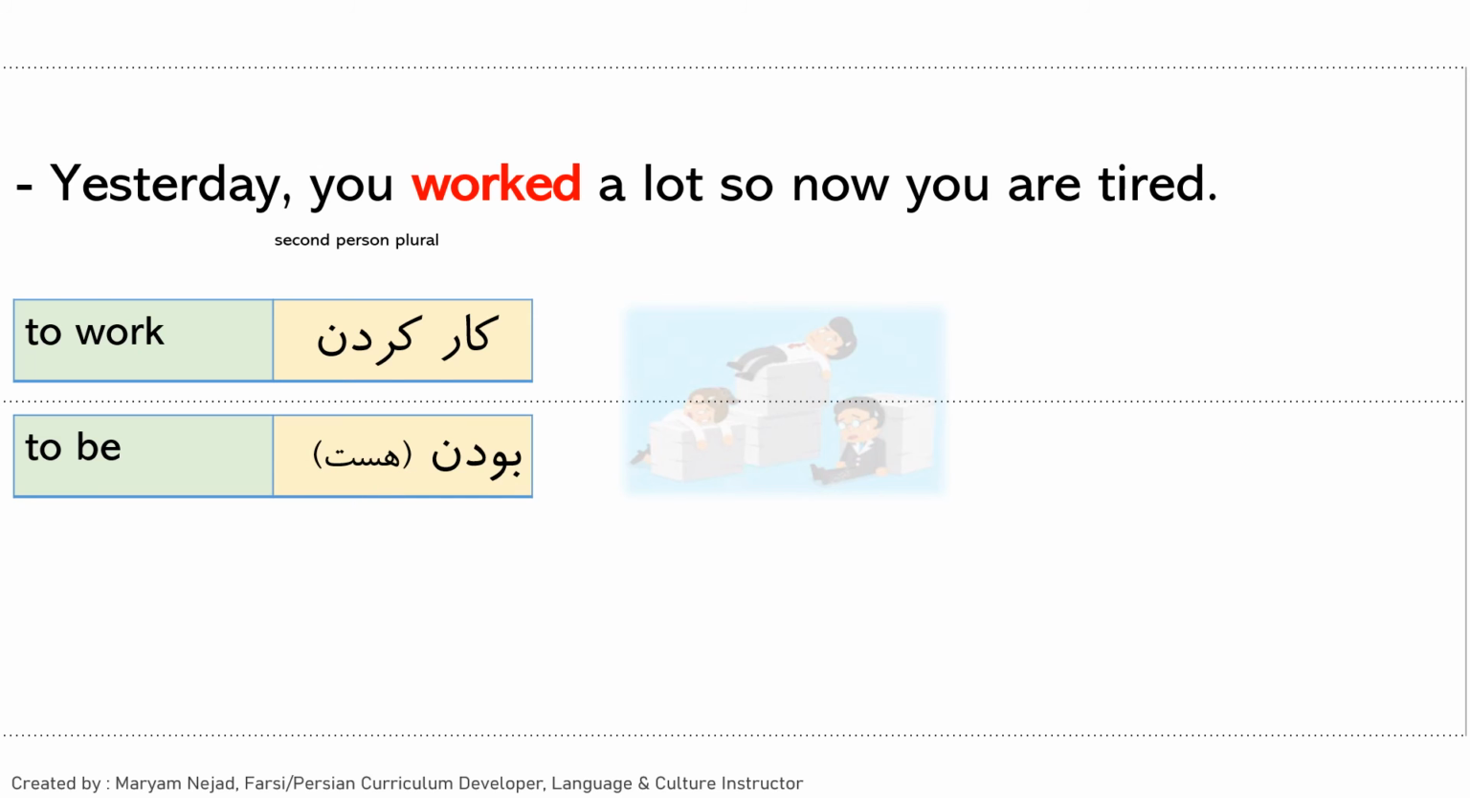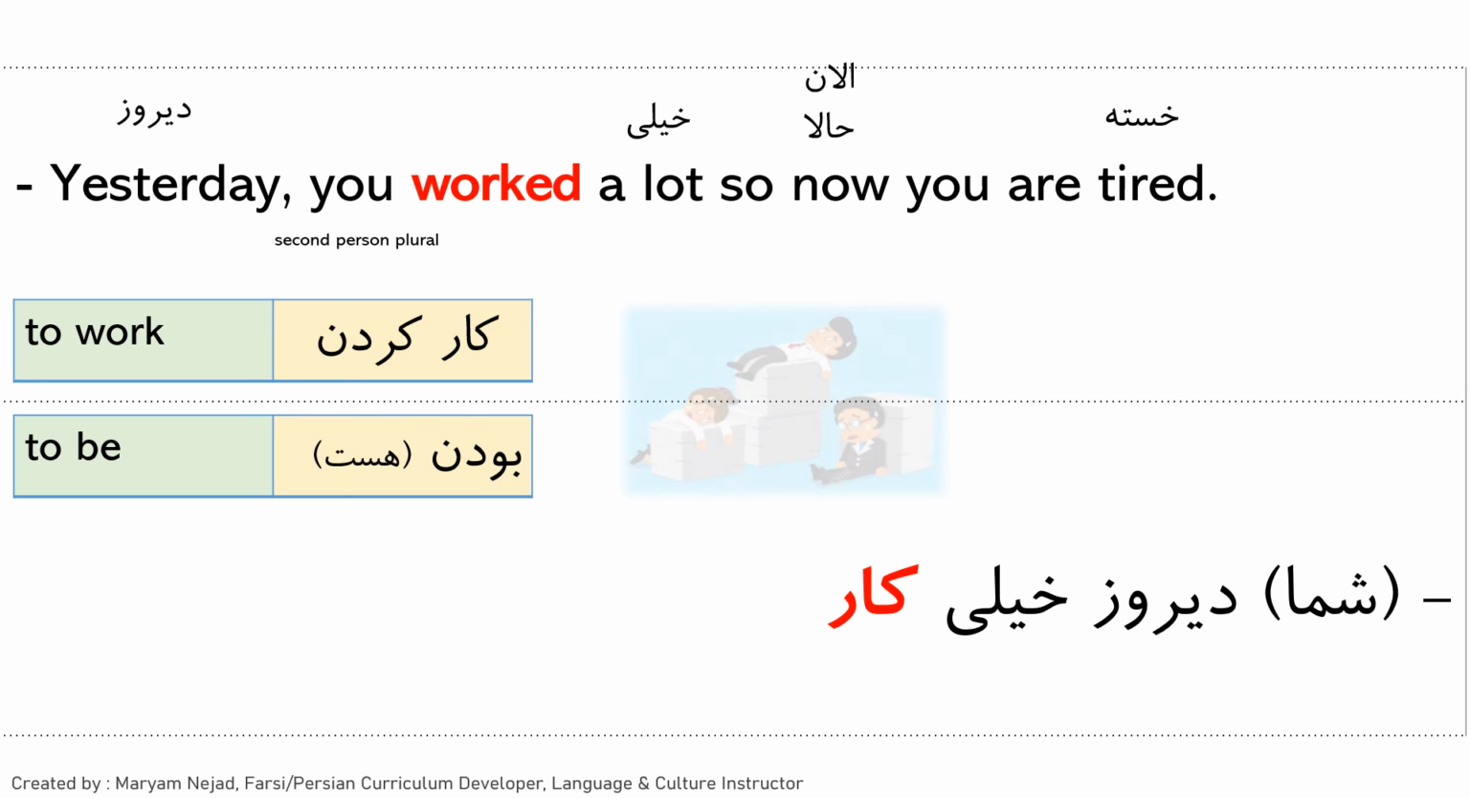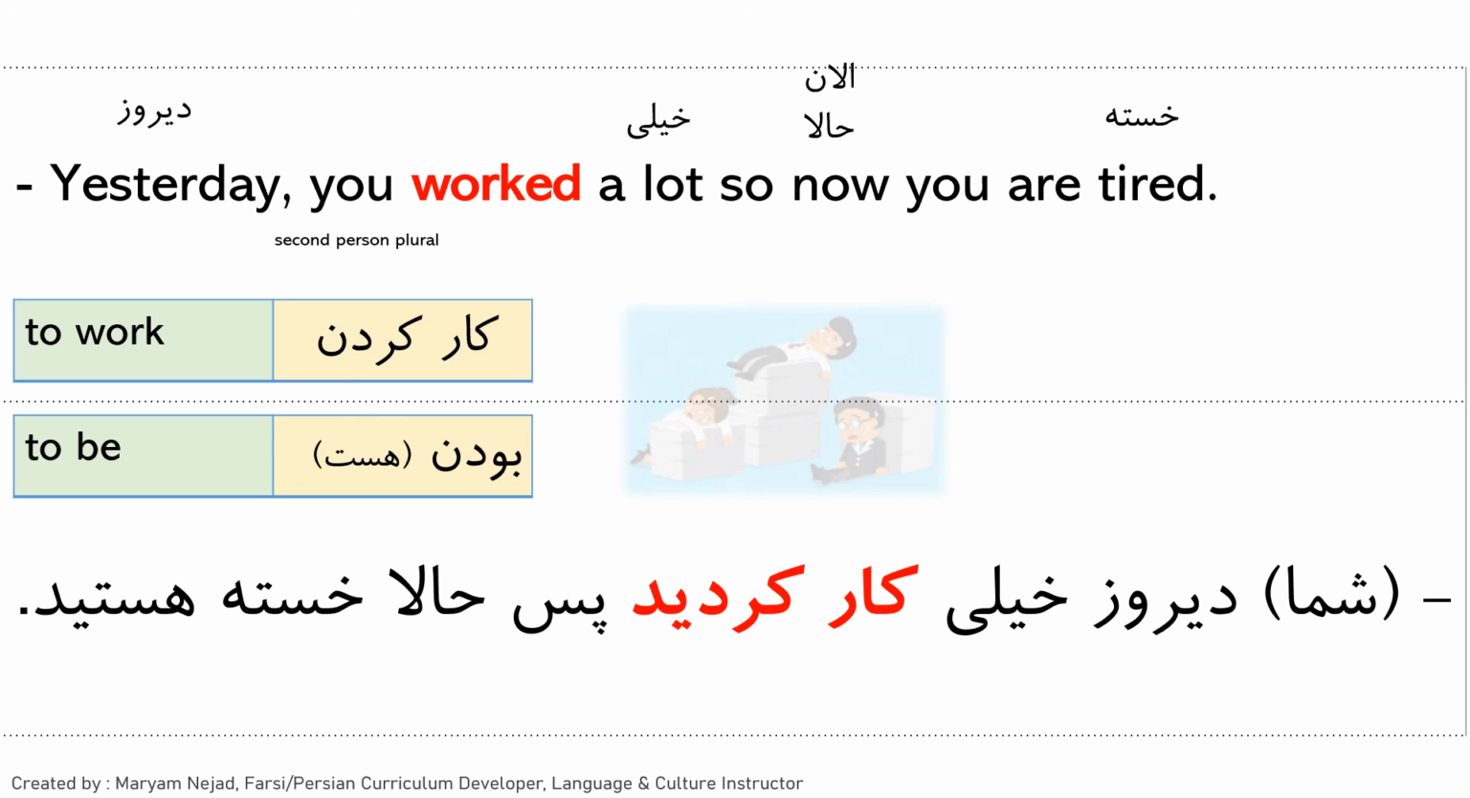And now the rest of the vocab. Yesterday is دیروز. A lot is خیلی. Now is الان or حالا. And then tired is خسته. So the sentence is going to go as شما دیروز خیلی کار کردید. پس حالا خسته هستید. Instead of حالا, we can also use الان.